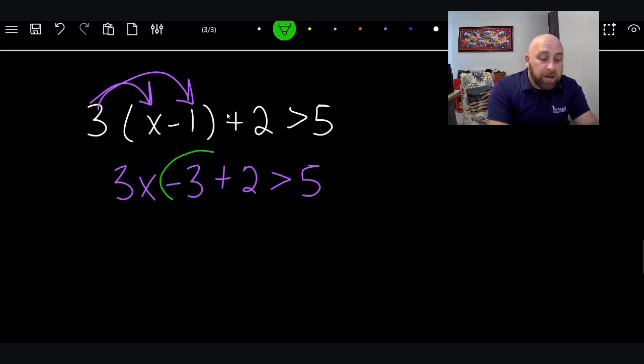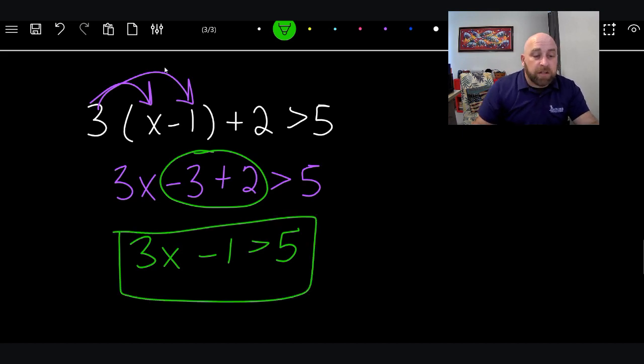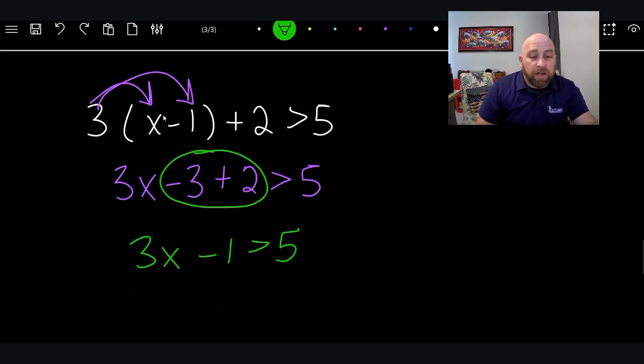Because look, right here I have some like terms. I can combine those. So I end up with 3x, -3 plus 2 is -1, so -1 is greater than 5. And then I would go ahead and just solve that now. It's kind of in about the same format that we've been seeing in some of the other ones, so we can solve that pretty easily.